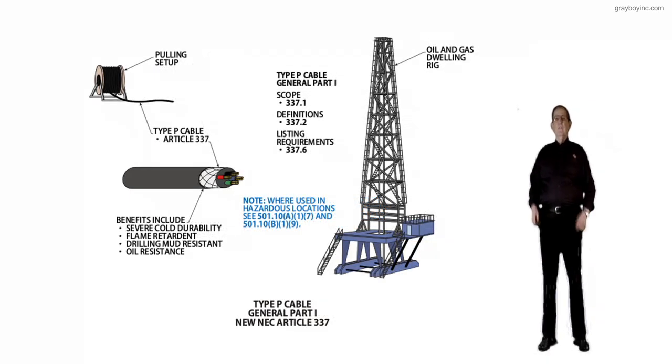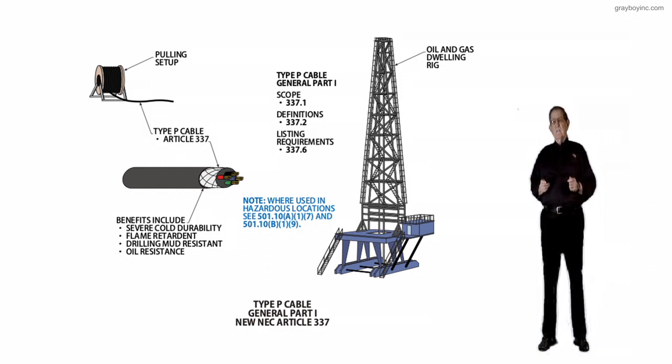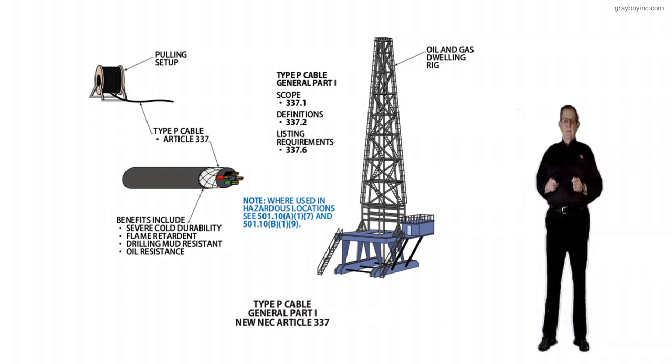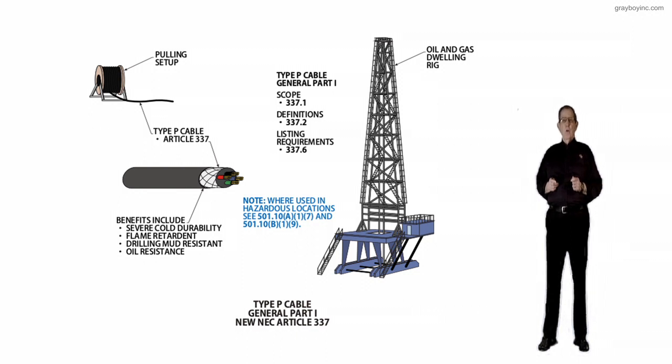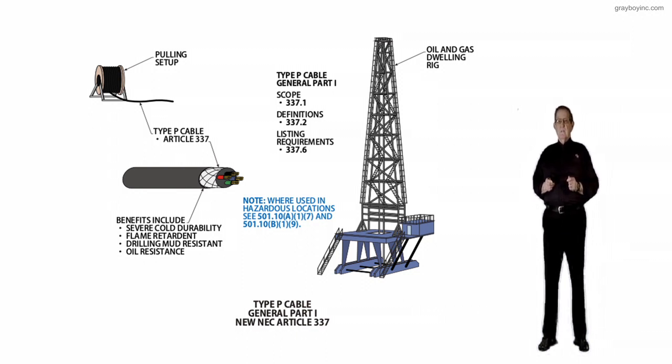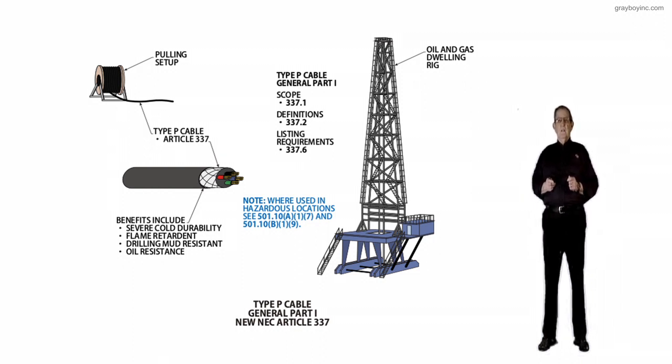This illustration deals with Type P cable, and this is the general Part 1 regulations to the new NEC Article 337. The purpose of the change was to provide a new article that has been added and accepted to address Type P cable, covering the use, installation, and construction specifications for 600 volt Type P cable, armored and unarmored, for use in some cases in hazardous classified locations as permitted in the National Electrical Code.